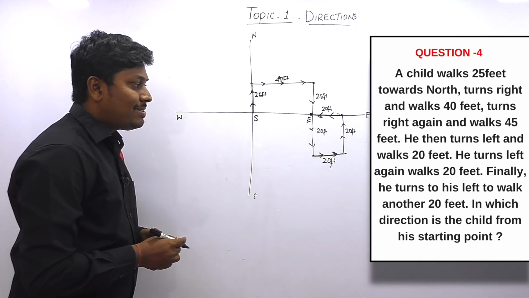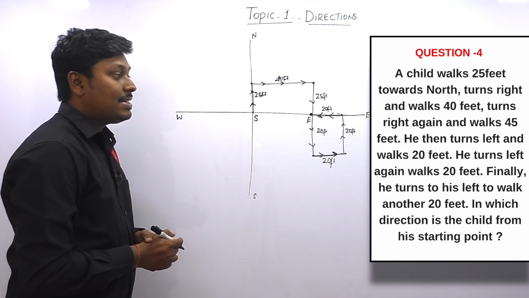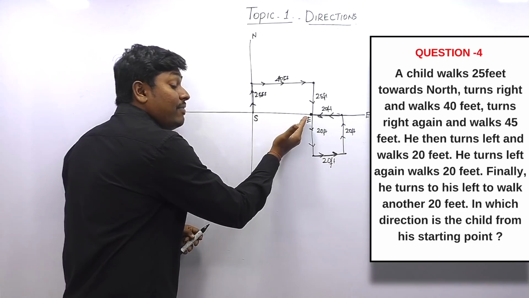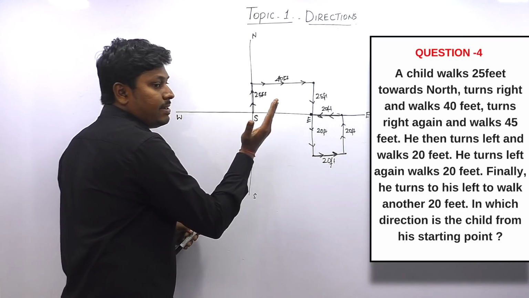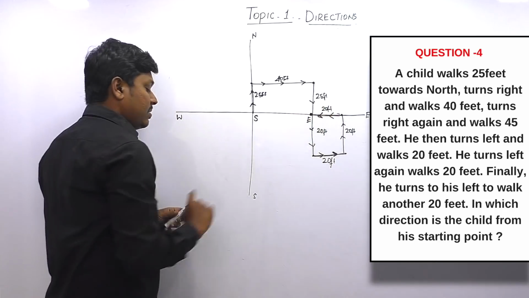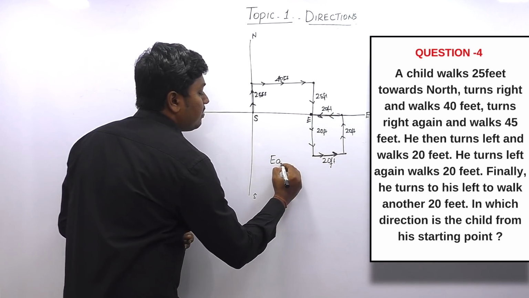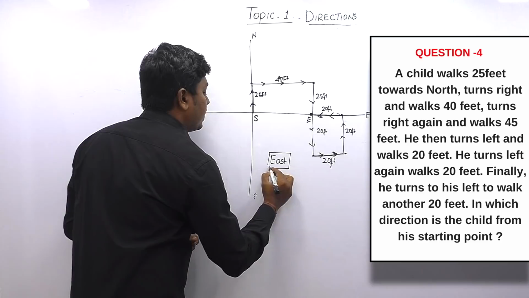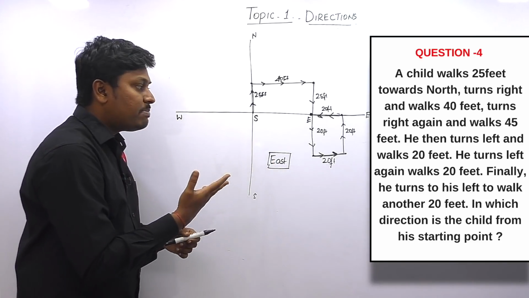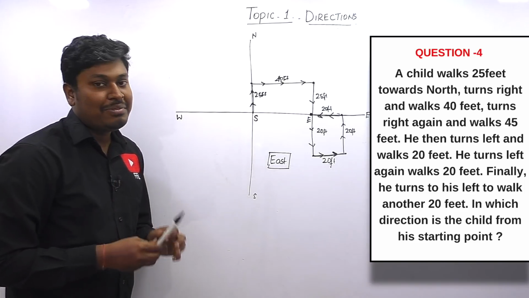So what the question says, in which direction is the child from the starting point? So from the starting point, we have to find in which direction the child is. So from the starting point, the child is in the direction of east. So we can say the answer for this question number 4 is east. So remember that the diagram plays a major role, right? Once you draw the diagram perfectly, then finding the answer will be very, very simple.